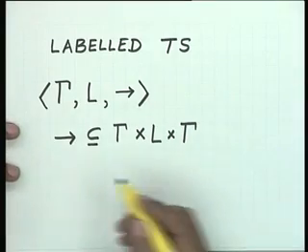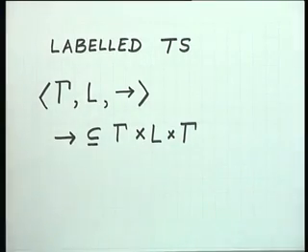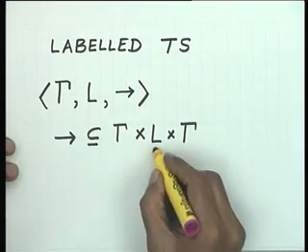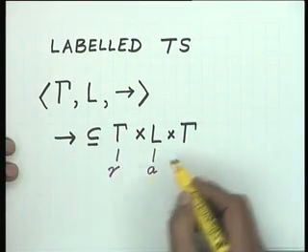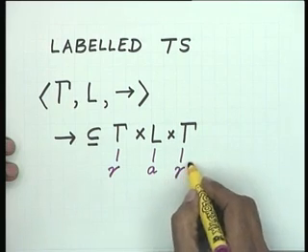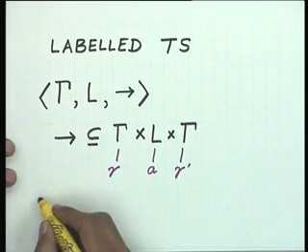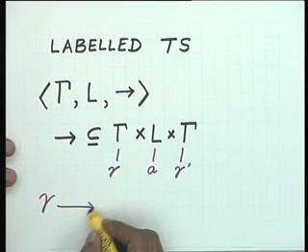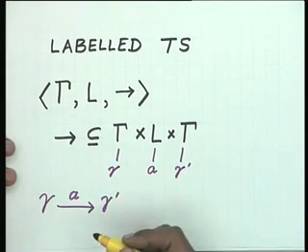And we would say that given a label, let us say A, and two configurations gamma and gamma prime, we normally would write gamma can go on A to gamma prime.